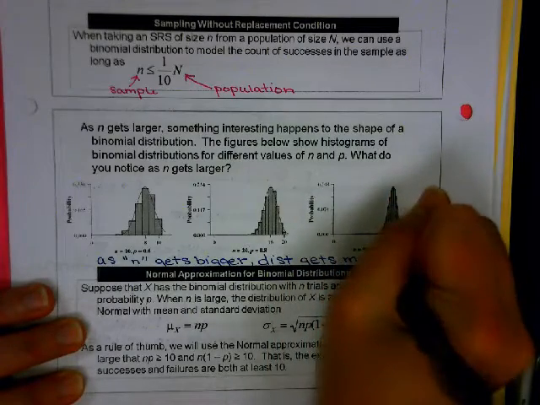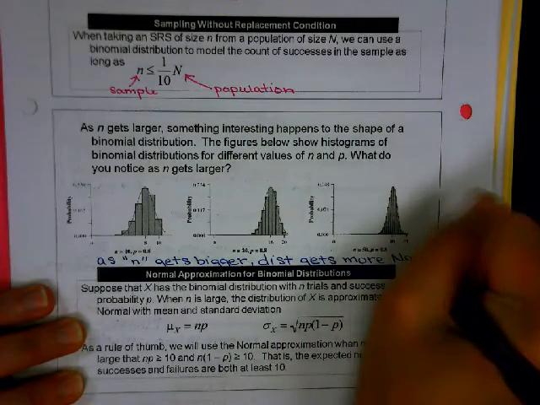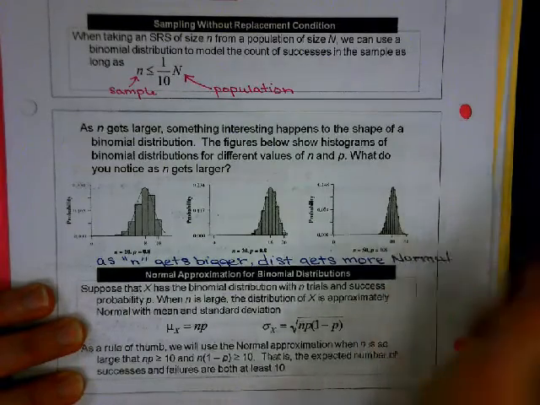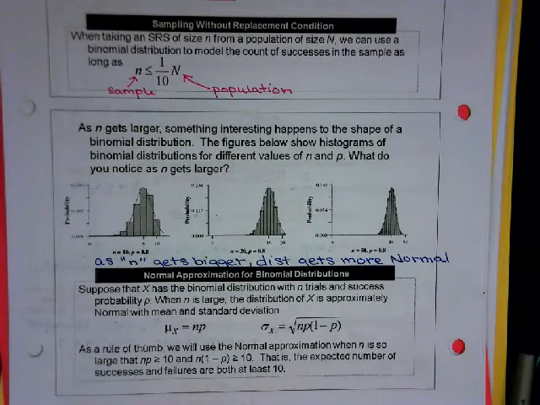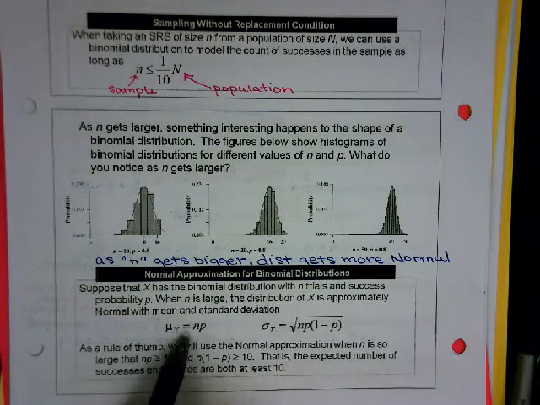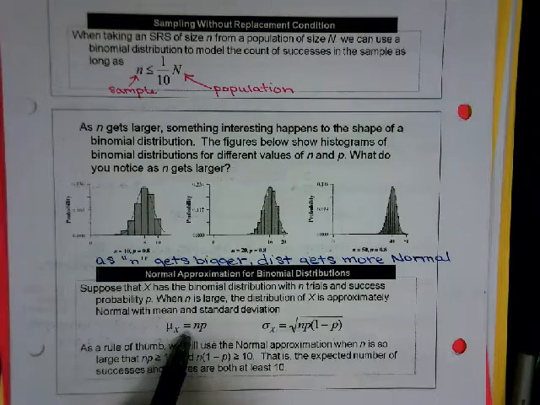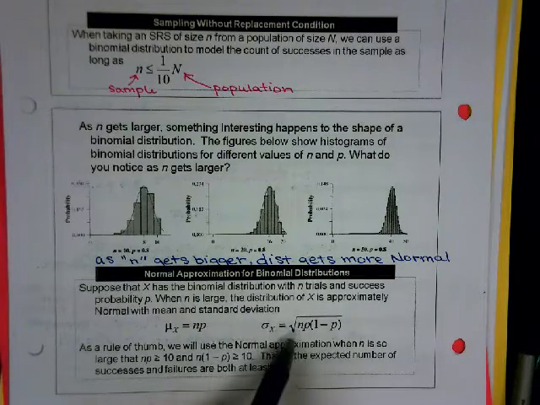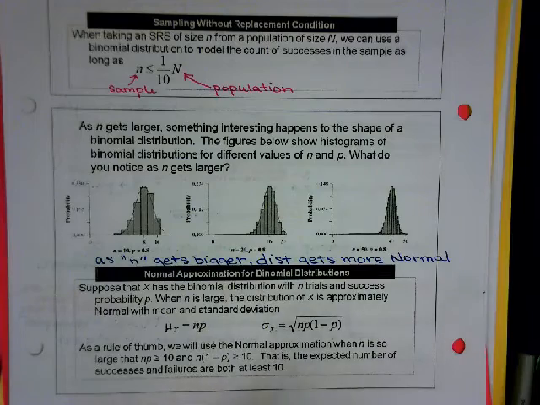So suppose that x has the binomial distribution with little n for the number of trials, and the success probability is p. When n is large, the distribution of x is approximately normal, with mean sub x being found by n times p, and standard deviation sub x being found by the square root of n times p times 1 minus p. We already went through this. This is how it'll be written on your AP formula sheet. I didn't put the sub x before, but I gave you the same thing.